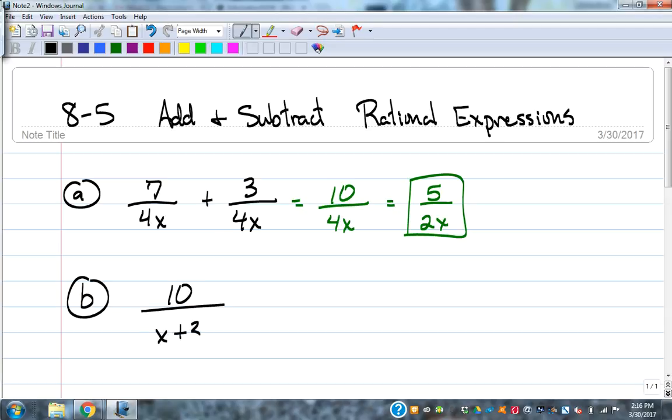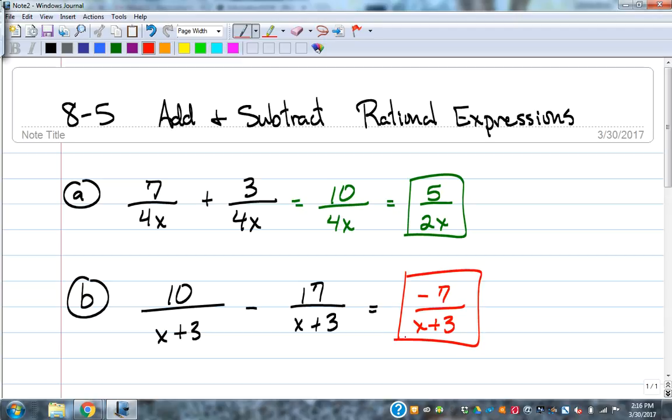10 over x plus 3 minus 17 over x plus 3. This looks a little bit more Algebra 2-ish, but it's still baby stuff because the denominators are already the same. So that means we don't have to do any work to get them there. We just do the work. 10 minus 17 would be negative 7 over x plus 3. And does that reduce? No, the x and the 3 are tied together. It wouldn't matter what kind of number was on top. You could not reduce it unless there was an x plus 3 as a factor up top. So really easy when the stuff's already set up for you.